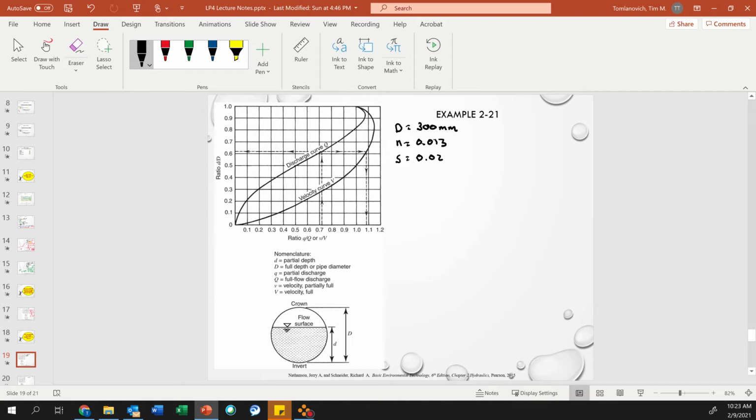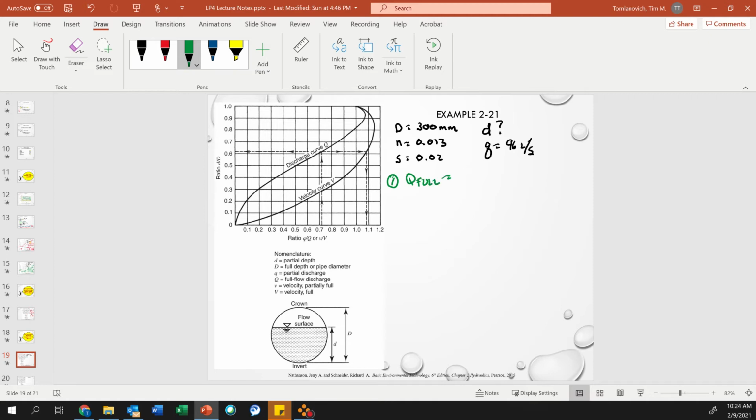Okay, so what is the depth of flow? So it's asking me for the depth of flow, partial flow depth, little d, when it carries a partial flow, little q, of 96 liters per second. Okay, so step one. So step one is find Q full when we assume the pipe is full.